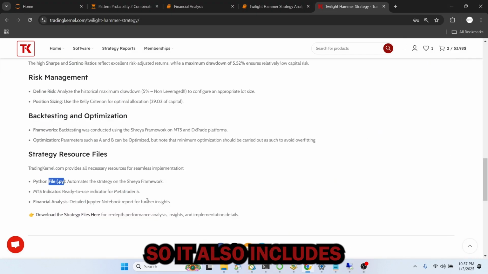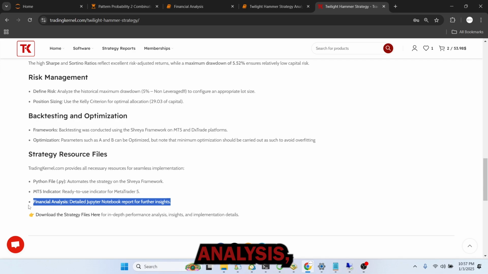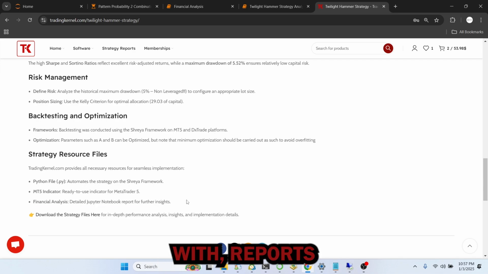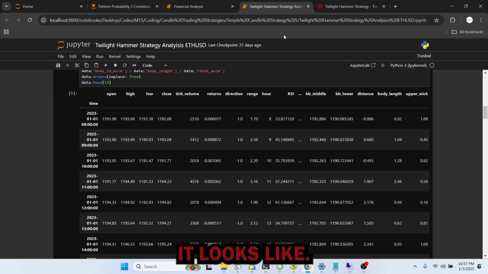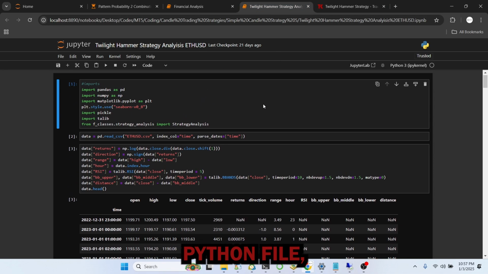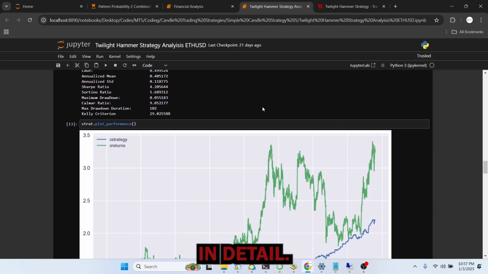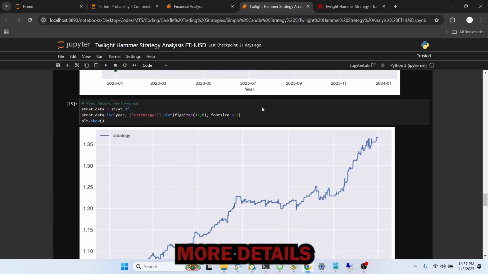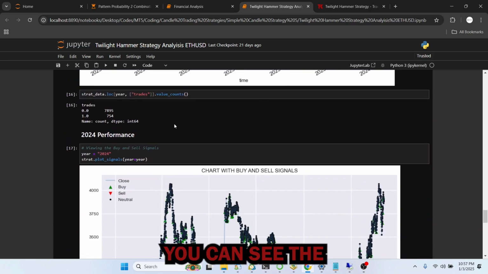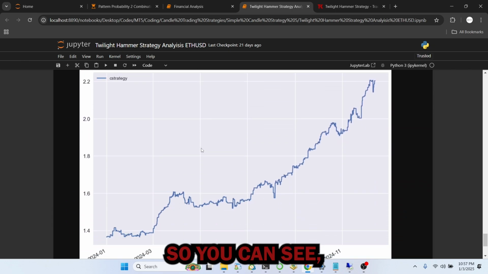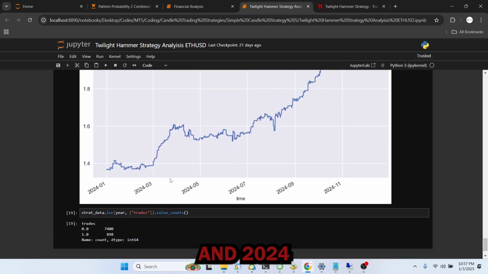Okay, so it also includes the financial analysis, which is a detailed Jupyter notebook report for further insights. So if you're a student, or you're trying to perform research, or you're trying to discover a strategy on Ethereum USD, you can view this financial analysis, and this is what it looks like. So it's a .python file created on Jupyter notebook here that explains everything in detail. So it actually has more detail than the strategy report. You can see the total trades, you can see the trades in 2023 and 2024.